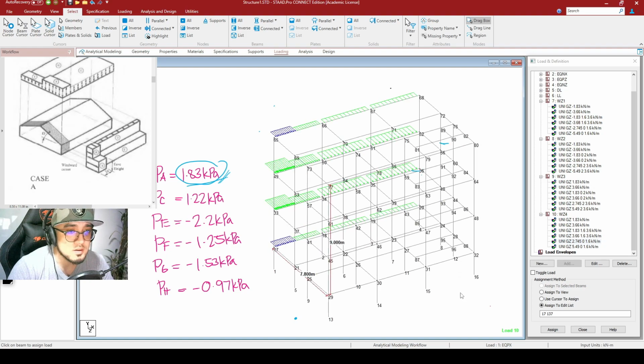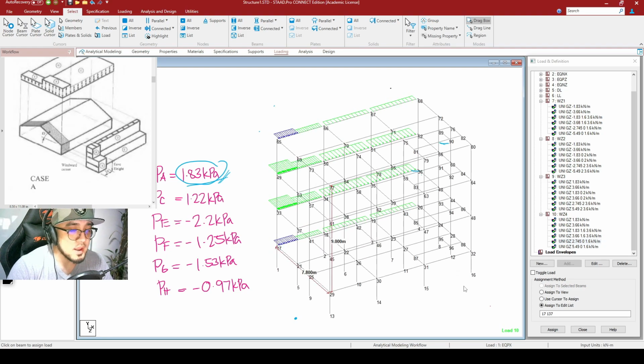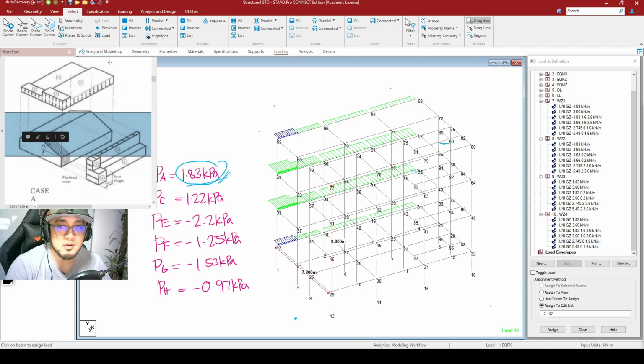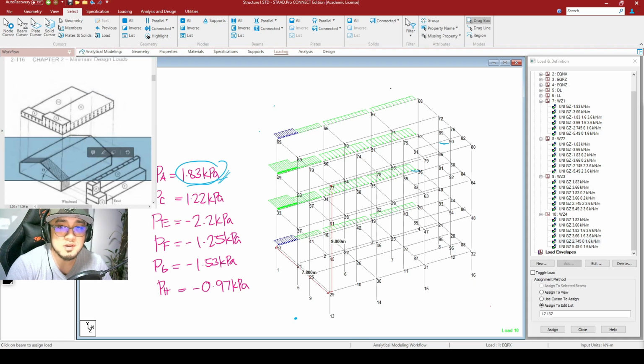Okay. So there, and the next thing that we will be doing is that we will be assigning these particular pressures right here. If you would be looking at the left portion of your screen or this PDF file, this is for your pressure E, pressure F, pressure G, and pressure H. So we will be assigning them.